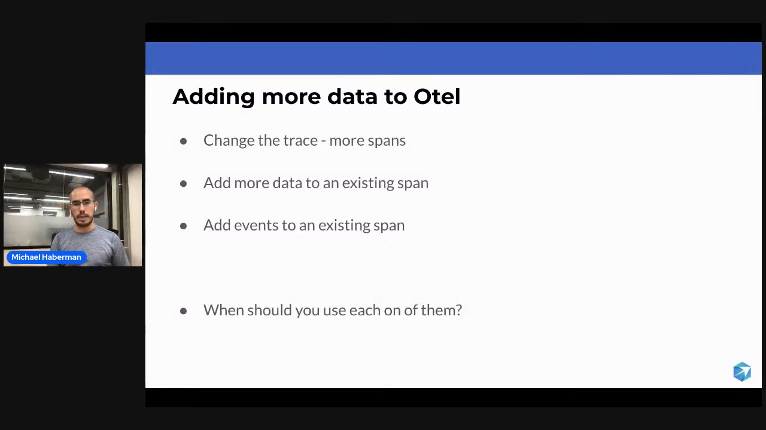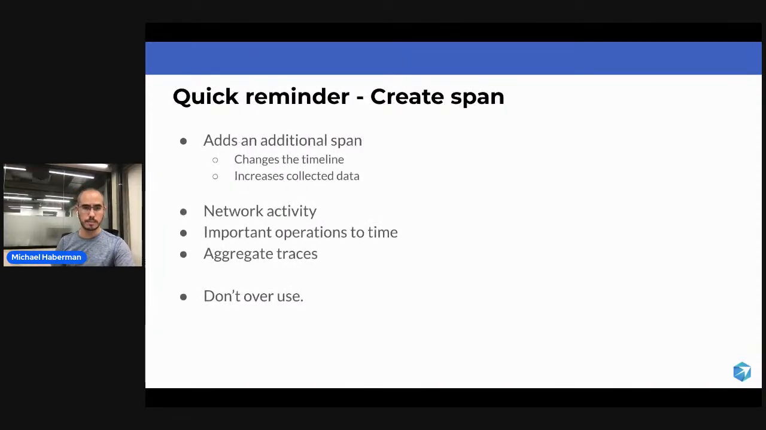And another option is to take existing spans and add more data, more attributes to them. That means that you're taking the one that is already there and just adding more data, or you can add events to the span. So those are going to be the three options. I am going to review them in a second. And after we review each one of them, I'll show you a diagram that I created on how to choose which one, in which case you should use which one.